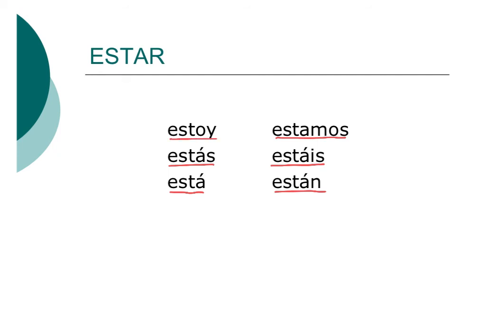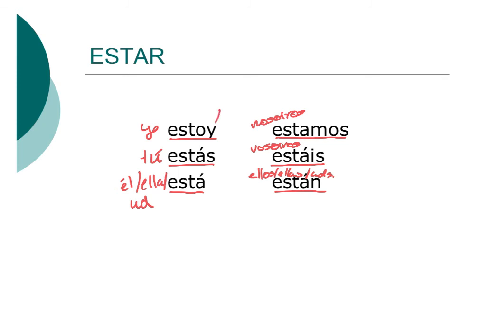Okay, so this comes in that same format that we've been looking at here. What I mean by that is this is the yo form, this is the tú form, this is the él, ella, usted form, this is the nosotros form, this is the vosotros form, and this is the ellos, ellas, ustedes form.